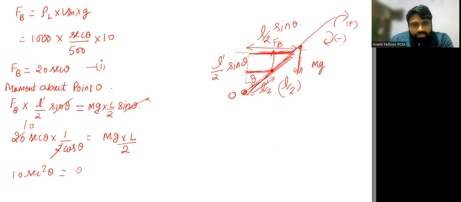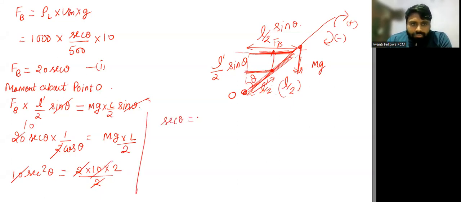The mass of the rod is given as 2 kg into 10. The length of the rod is 2, divided by 2. 2 and 2 will cancel out. This 10 will cancel out this 10. So you have sec theta equals root 2. The value of sec theta is root 2 for theta equals 45.